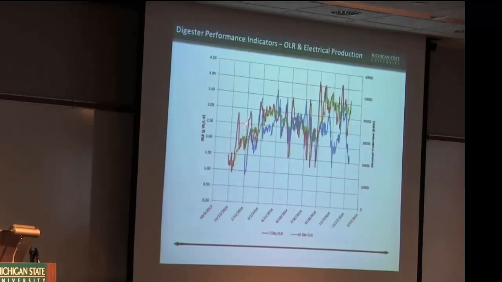Just another chart. Organic loading rate is our green and blue line. Again, we see a lot of variability on those averages throughout the year. And then the green and red lines are organic loading rate, and then electrical production. Again, we see a lot of starts and fits.